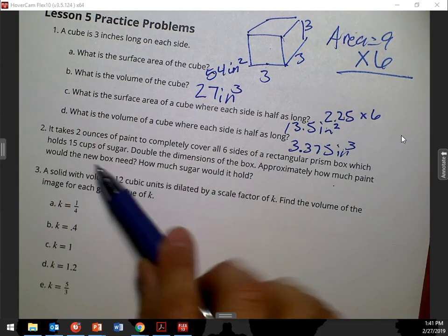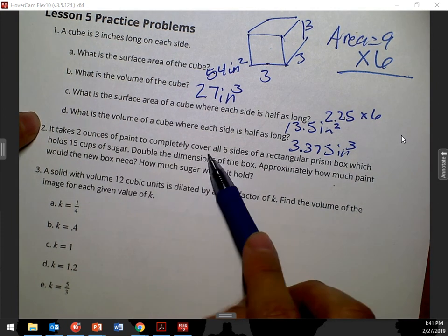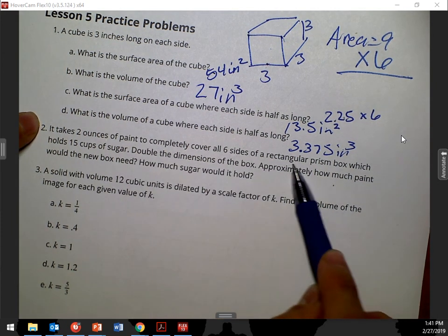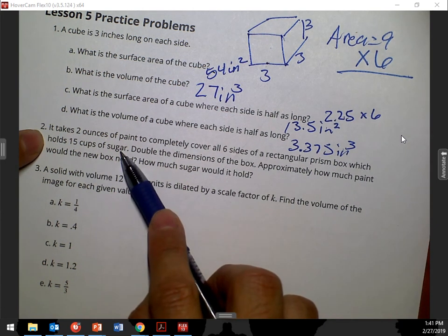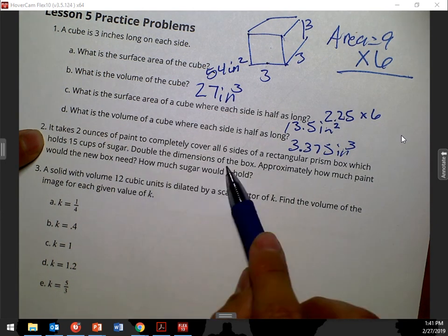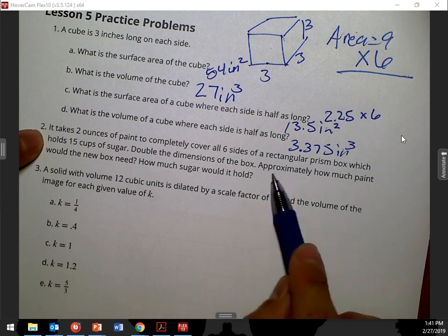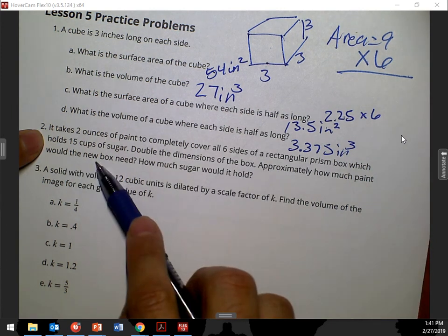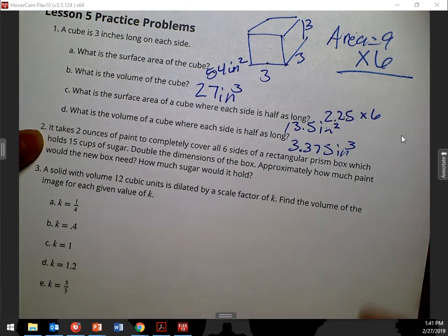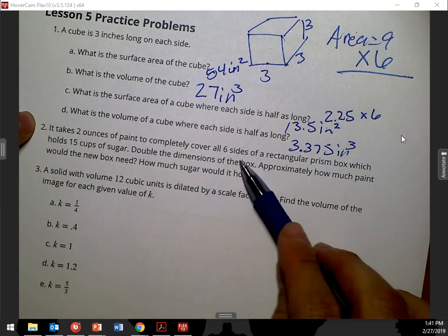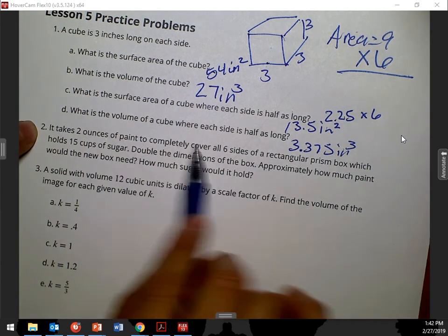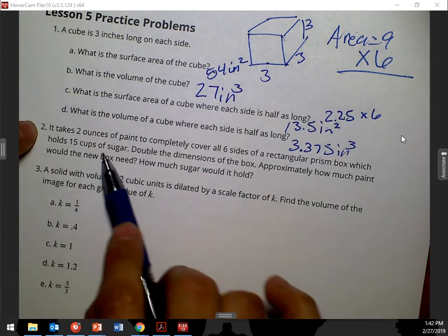Seriously? Sorry. It takes 2 ounces of paint to completely cover all 6 sides of a rectangular prism box, which holds 15 cups of sugar. Double the dimensions of the box. Approximate how much paint the new box would need. How much sugar would it hold? Okay, 6 sides. Okay, 2 ounces to cover all that.